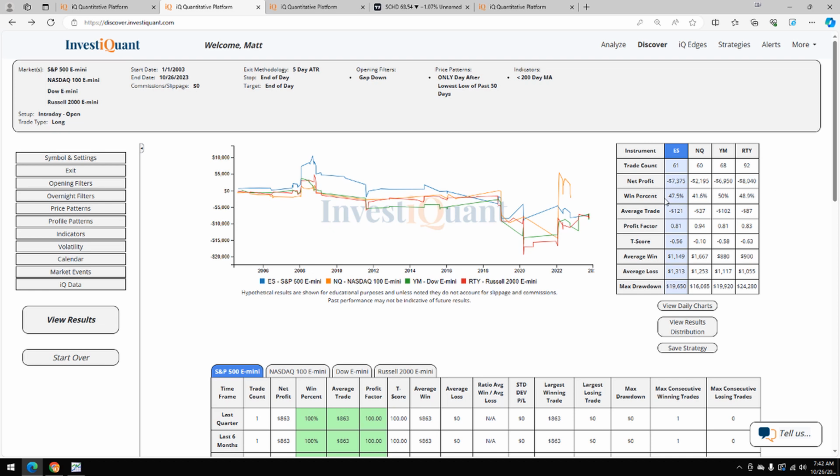Win rates on these coming in a little bit light. S&P 48% have closed above the opening print. NASDAQ 42%. Dow 50%, Russell 49%.